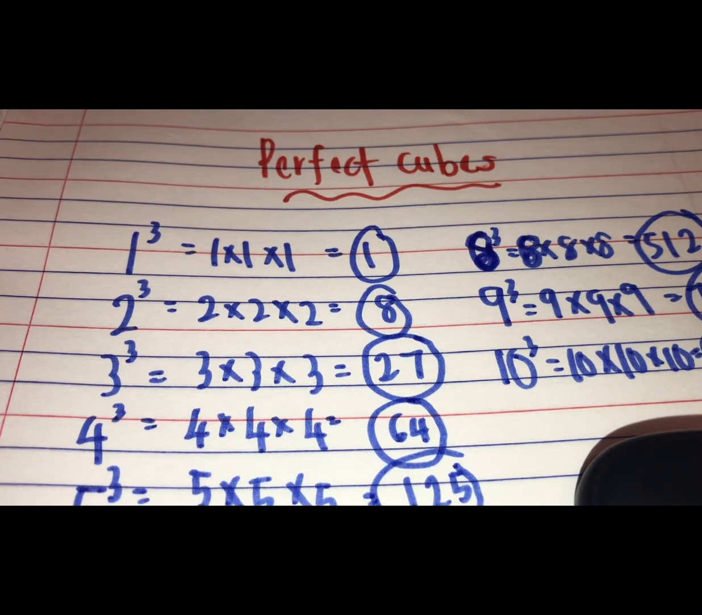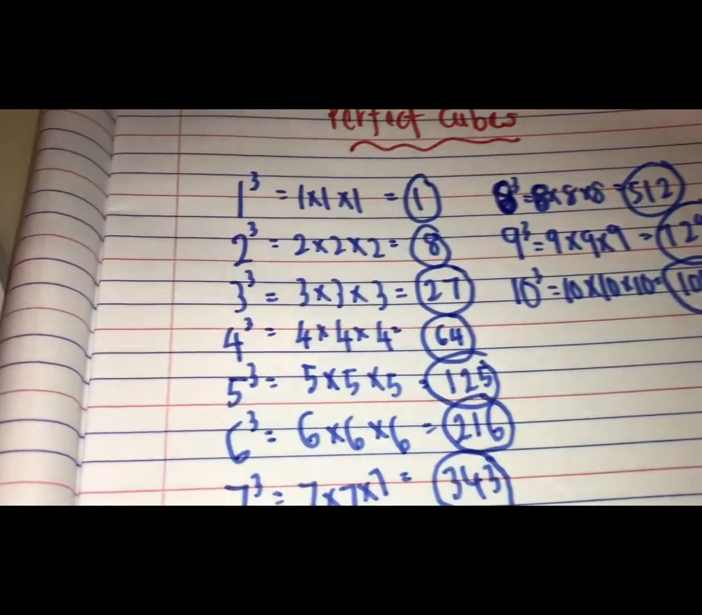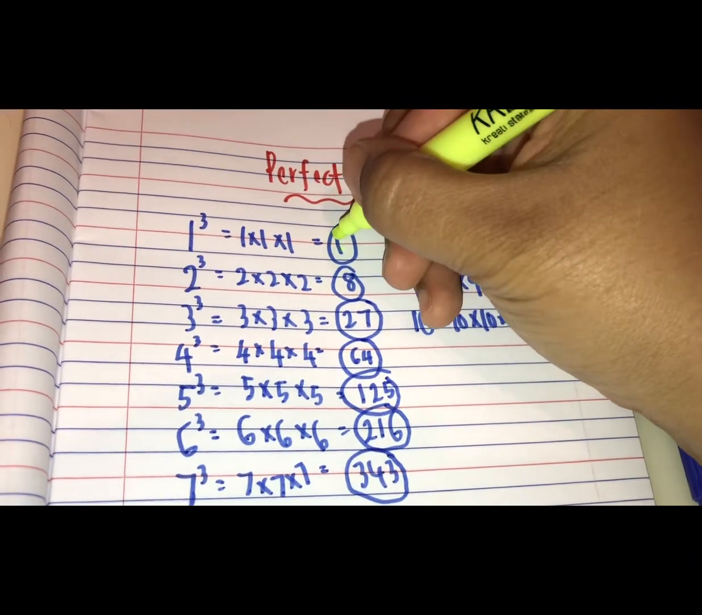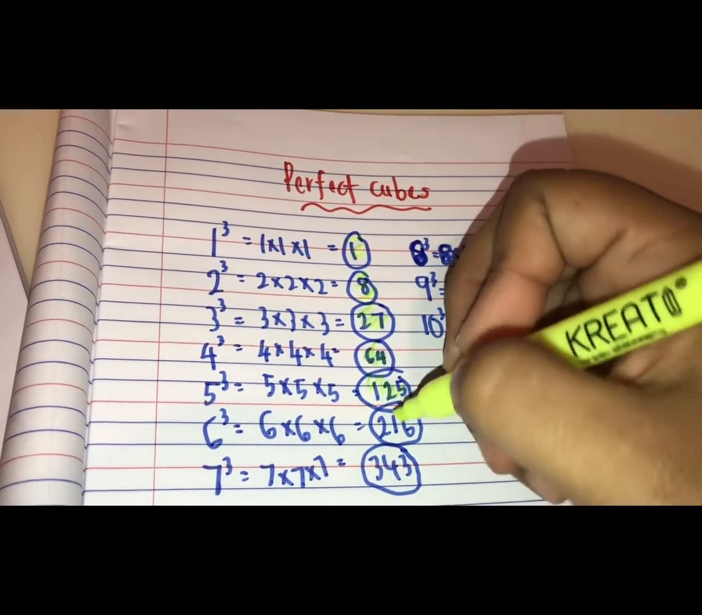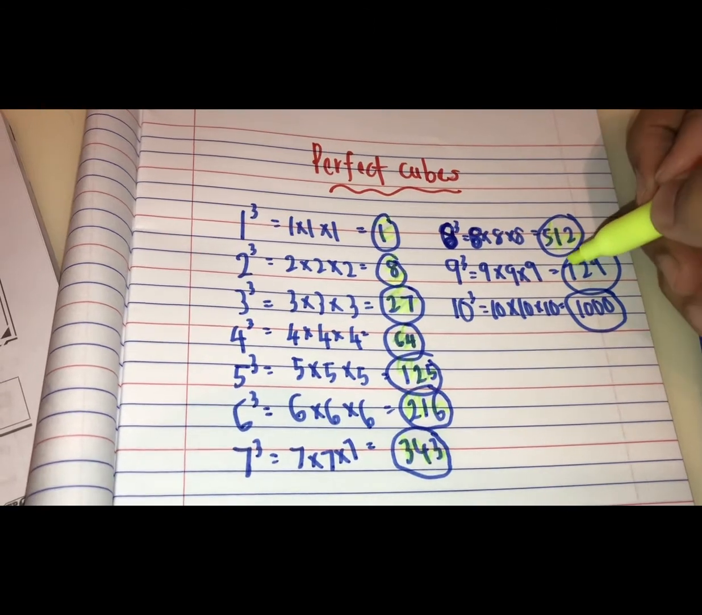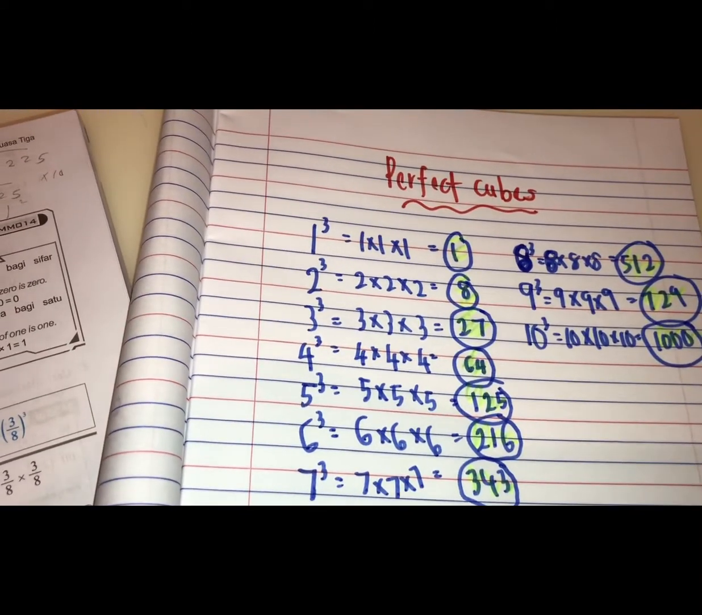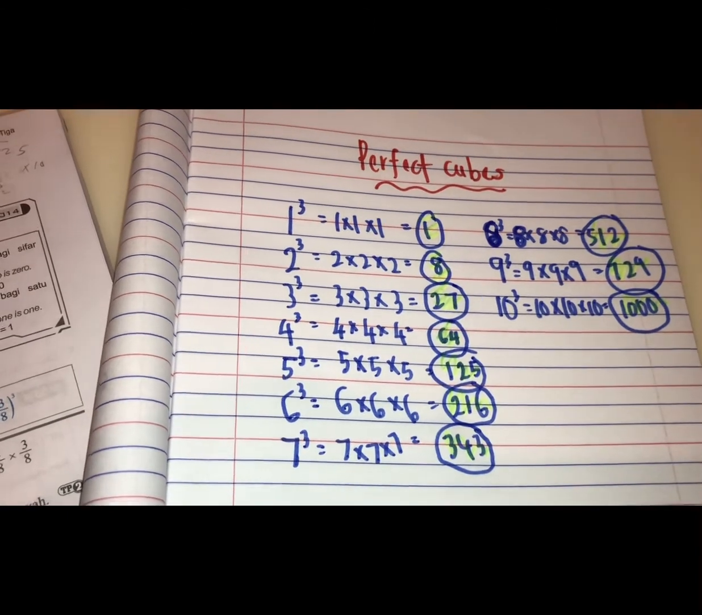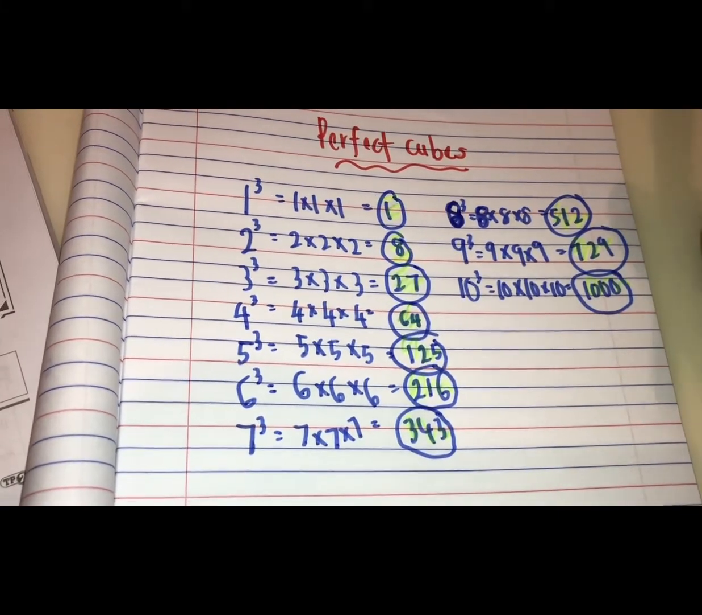So you can memorize 1 cube until 10 cube. The values that I circled we call perfect cubes. 1 cube is 1, 2 cube 8, 3 cube 27, 4 cube 64, 5 cube 125, 6 cube 216, 7 cube 343, 8 cube 512, 9 cube 729, 10 cube 1000. For perfect cubes you memorize 1 cube until 10 cube, but for perfect squares you must memorize 1 square until 25 square. Even though you can use a calculator, you must memorize this, so it is easy to solve any equation related to square and cube.